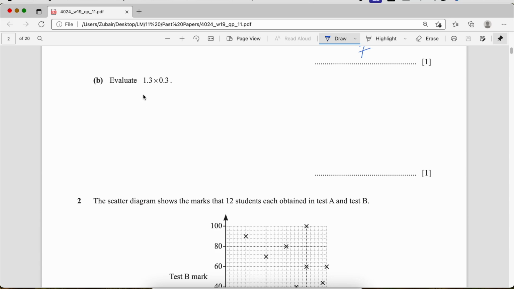And the other one is 1.3 into 0.3. I feel comfortable writing it in fraction. So 13 into 3 is 39 by 100. So that's 0.39.